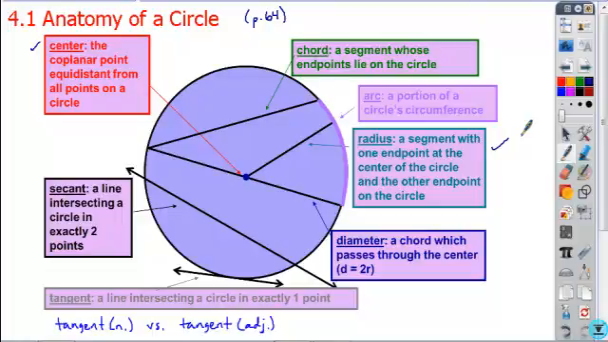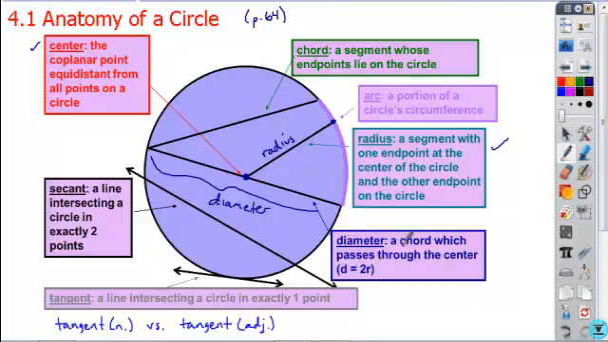So the radius of a circle, again, is identified as a segment whose endpoints are the center of a circle and a point on the circle itself. If you draw in two radii in the same straight line, you create the diameter. The diameter is a chord that passes through the center. Its equation is: diameter is equal to twice the radius.